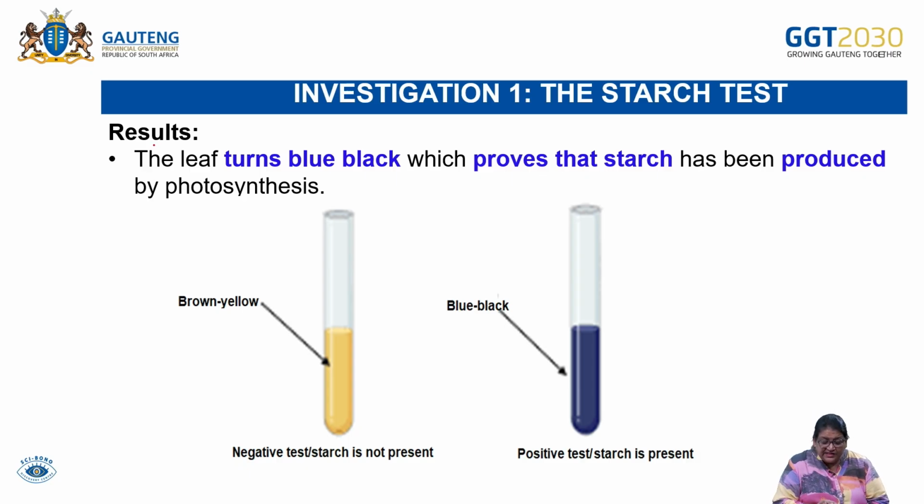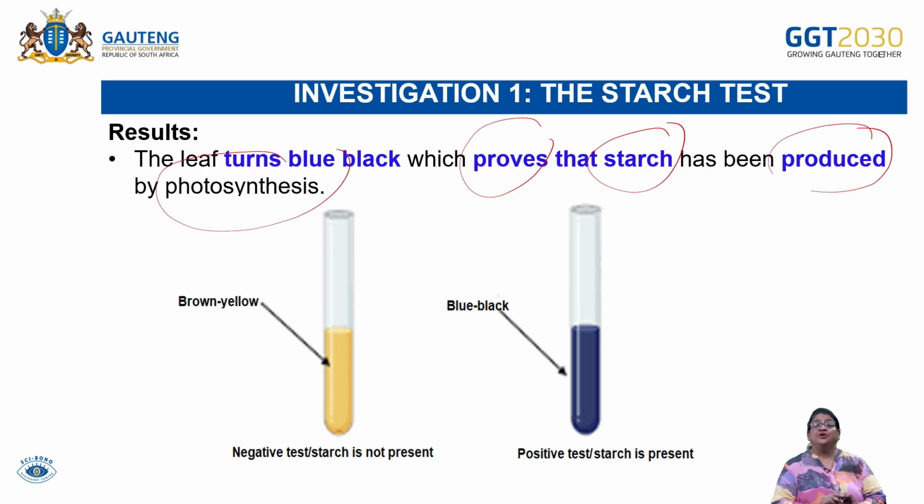When the leaf, then what is the result? When the leaf turns blue-black, it proves that starch is present and it's produced by photosynthesis. Because remember, we first de-starched the plant. We removed all the starch. We checked also, when it was de-starched, the leaves were yellow-brown.